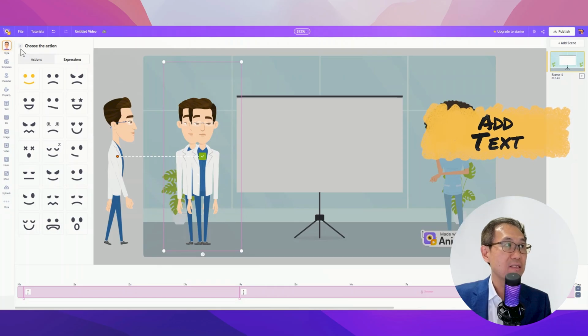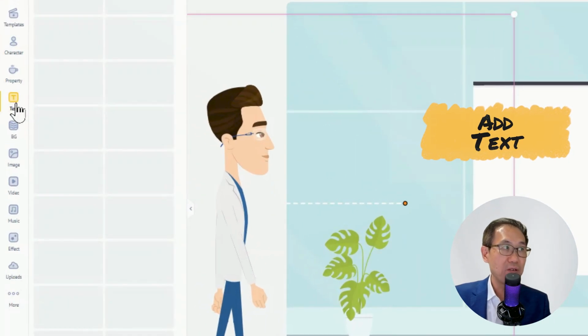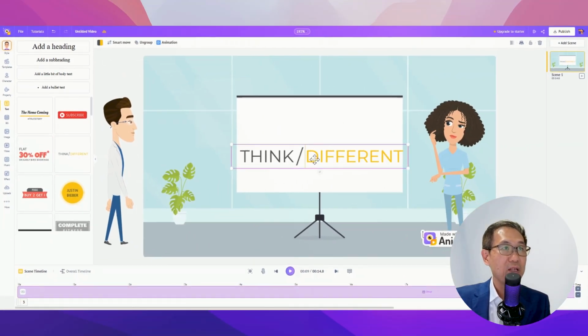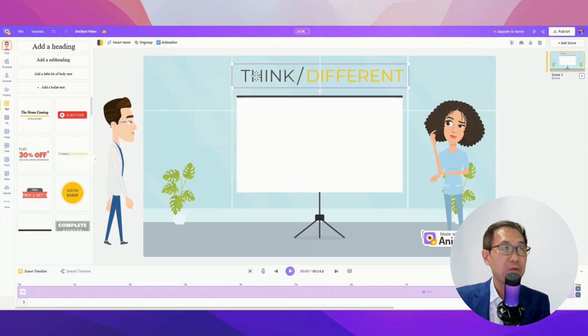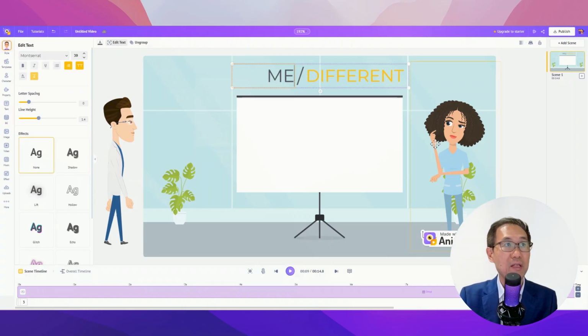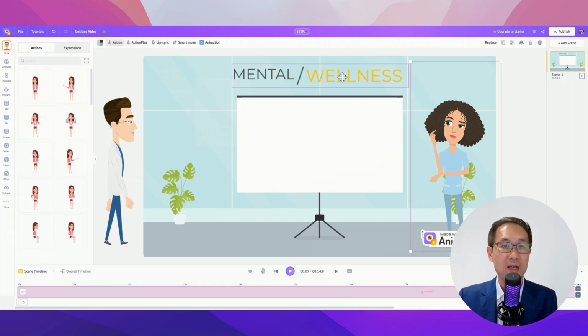How do I add the text? I will simply click text here. There are plenty of templates for you to choose from. Let me pick one here. I will shift it up. Changing the text is simple. I put here mental, and here I've got wellness. And even this should be animated.